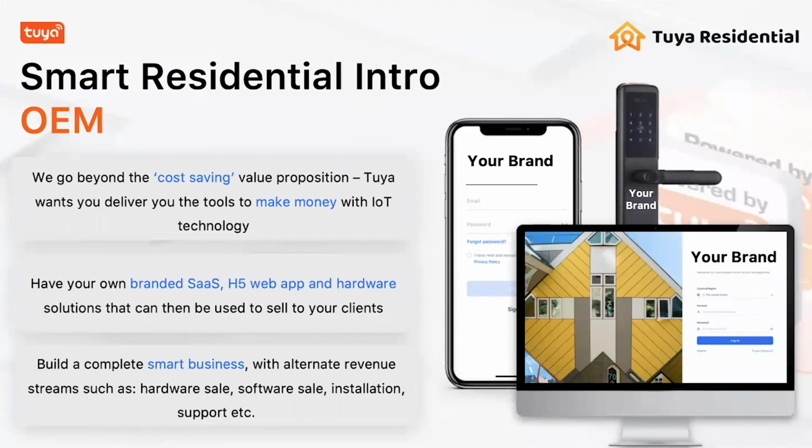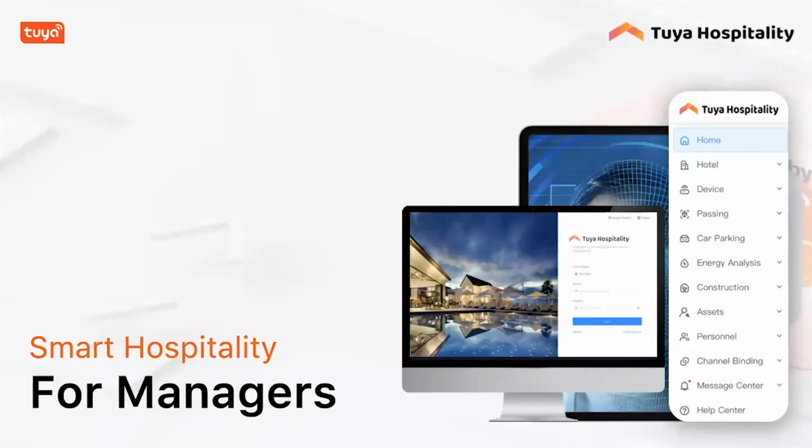Like mentioned before, we want to give you all the tools you need to build your own smart business, and we understand the importance of having your own brand to drive this. So we can white label a SaaS web and app to your hospitality business with the aim that you will then be able to make this a solution of your own to sell to your future clients, thus highlighting how we want you to think beyond just ROI. So as we run through today's slides, we're going to focus on the different benefits smart hotels bring to both managers and guests, as well as the difference with Tuya and what we believe to be our competitive edge. So first, let's take a look at smart hospitality for managers.